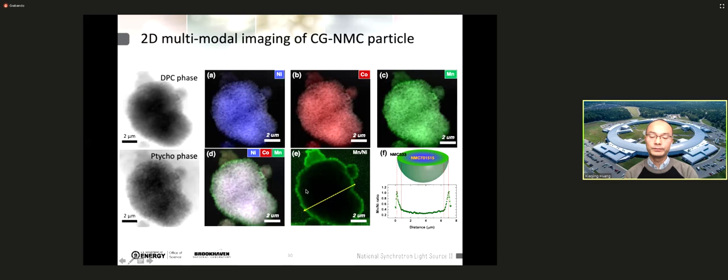And if we look at the line cut, we can clearly see the concentration gradient between the shell and the core. And using the transmitted scattering signal, we get very good phase contrast images from DPC or ptychography. And here we start to see each individual primary particle and get a rough idea how they aggregate together to form this secondary particle.